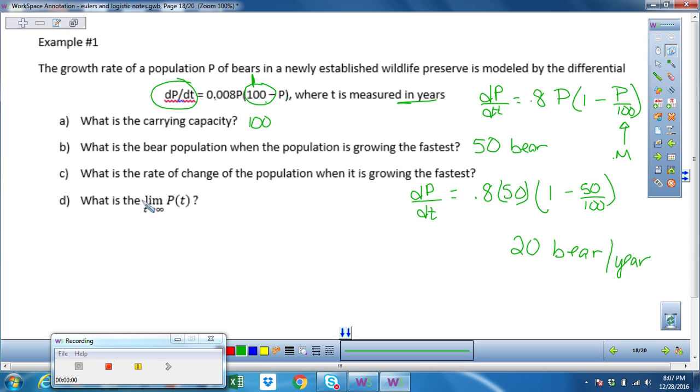Okay? And then what is the limit as t approaches infinity? Well, the limit will always be the carrying capacity because it's going to reach its carrying capacity and then slow down. So the carrying capacity would be 100.